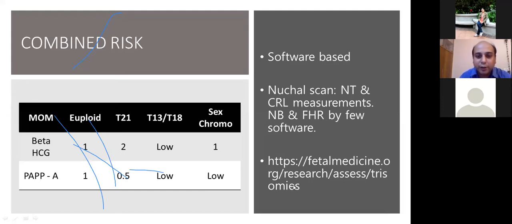We selected the date of birth of the patient. Previous baby, not Down syndrome, not 18, not 13. And then fetal crown rump length.